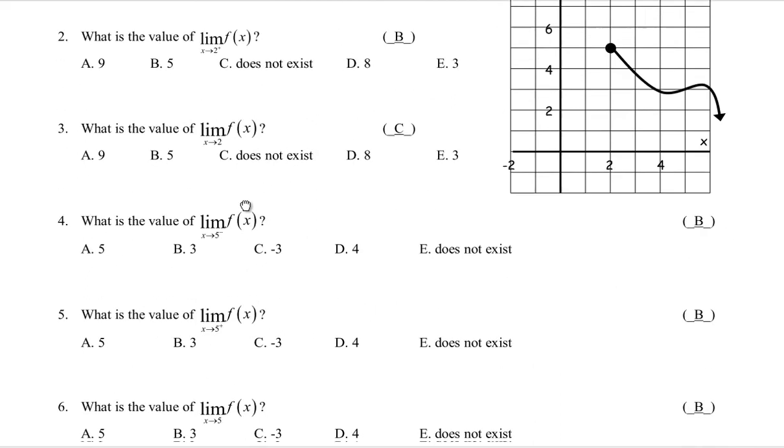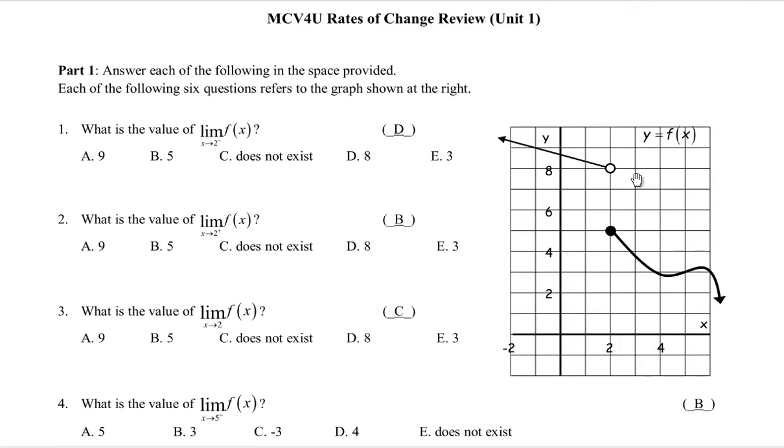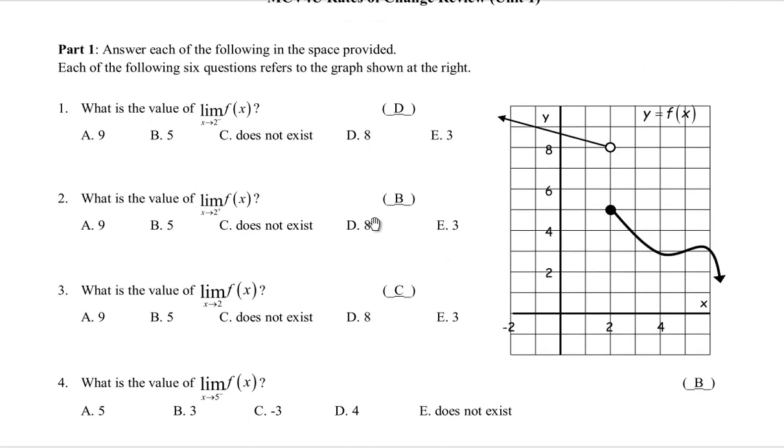All 6 of these questions pertain to this graph on the right here. So this is about piecewise functions and limits. The first one asks, what's the limit of this function as x approaches 2? See the little negative there? It means from the left side. So this is where x is 2 here. So from the left side means we're coming down here. And as you get close to that point, the y value or function value approaches 8. So that's why D would be the correct answer for question number 1.